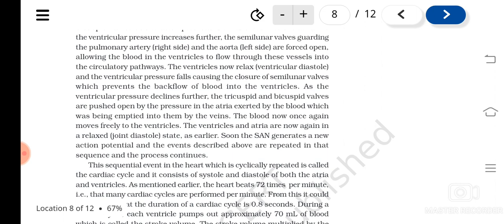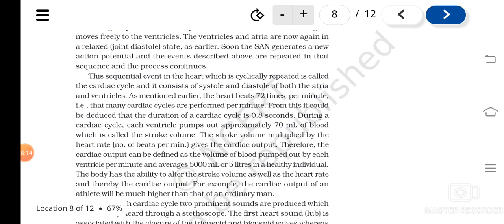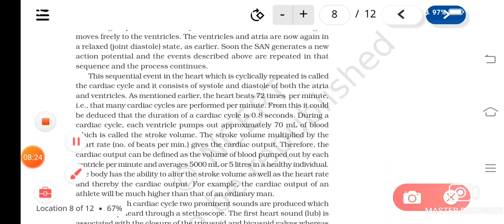Now the ventricular contraction happens due to the passing of what? The action potential from the AV node through the bundle of His into the walls of the ventricles. Okay, so like this, the cardiac cycle continues in this way. This sequential event in the heart, which is cyclically repeated, is called the cardiac cycle. So what is the cardiac cycle? The sequential event that takes place in the heart, which is cyclically repeated, isn't it?